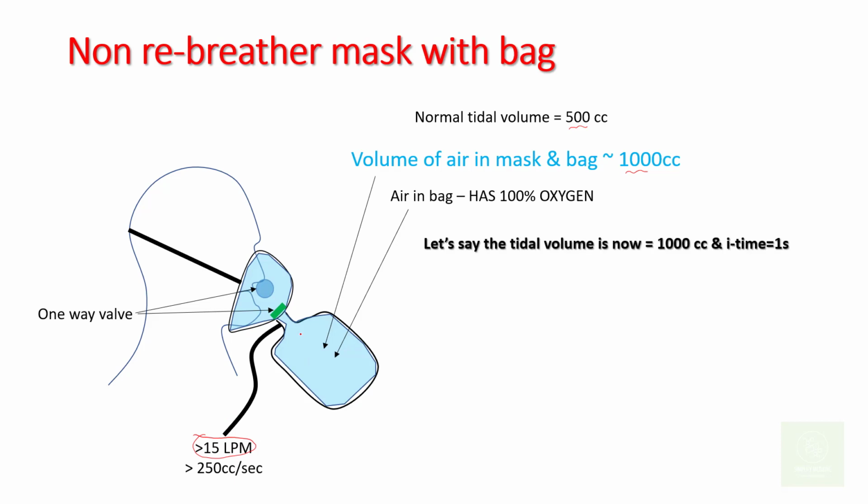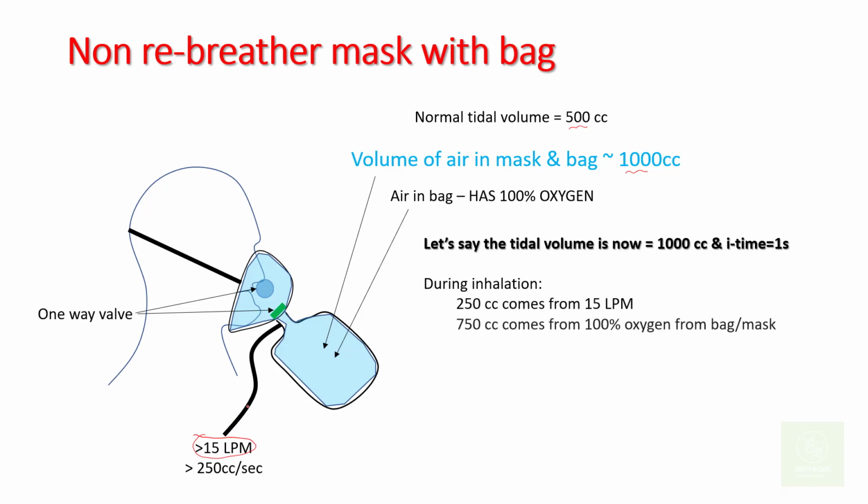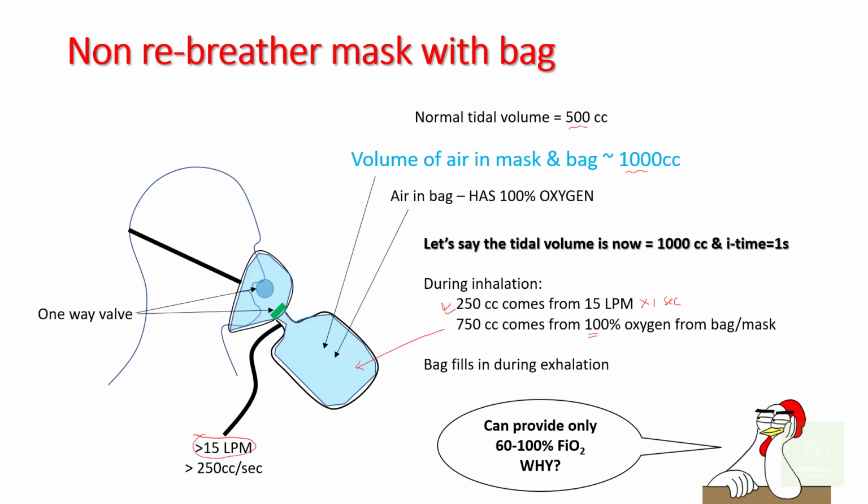Let's say you have a patient in respiratory distress and his tidal volume is 1000 cc's and his inspiratory time is 1 second. So during inhalation, the oxygen from the tubing, which is going through the bag, will be able to provide him around 250 cc's if you are at 15 liters per minute, because 15 liters per minute into 1 second would be equal to 250 cc's, and the rest 750 cc's will come from the 100% oxygen in the bag and mask. However, this is not always the case, and it can provide only up to 60 to 100% FiO2.